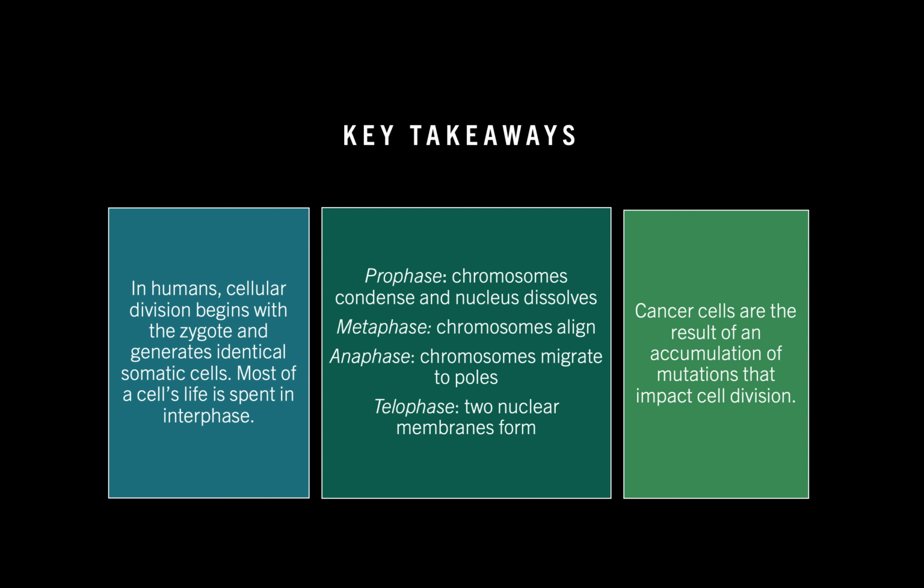And then lastly, we talk about cancer. Cancer cells are the result of an accumulation of mutations that impact cell division. And please keep in mind, we're going to talk about mitosis and meiosis separately in slideshows in the future. This slideshow was really just to introduce the idea. I know we began with the ideas of cell division and cell death. So that's why we hit on cancer in the end.